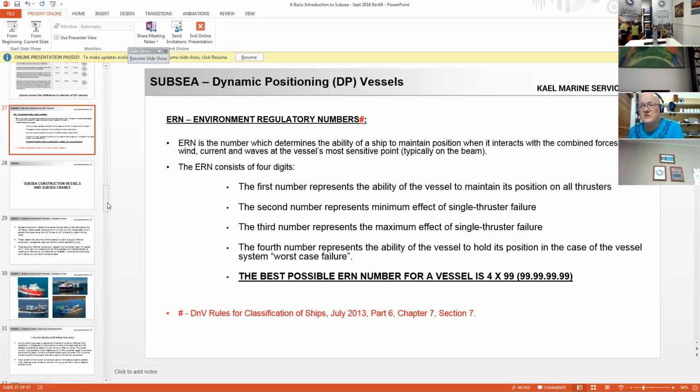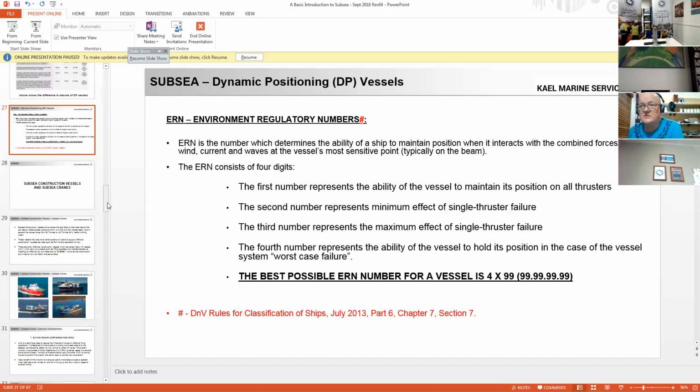The first number represents the ability of the vessel to maintain its position on all thrusters. The second number represents minimum effect of single thruster failure. The third number represents the maximum effect of single thruster failure. And the fourth number represents the ability of the vessel to hold its position in the case of the vessel's worst case failure. So the best possible ERN for a vessel is 99, 99, 99, 99.